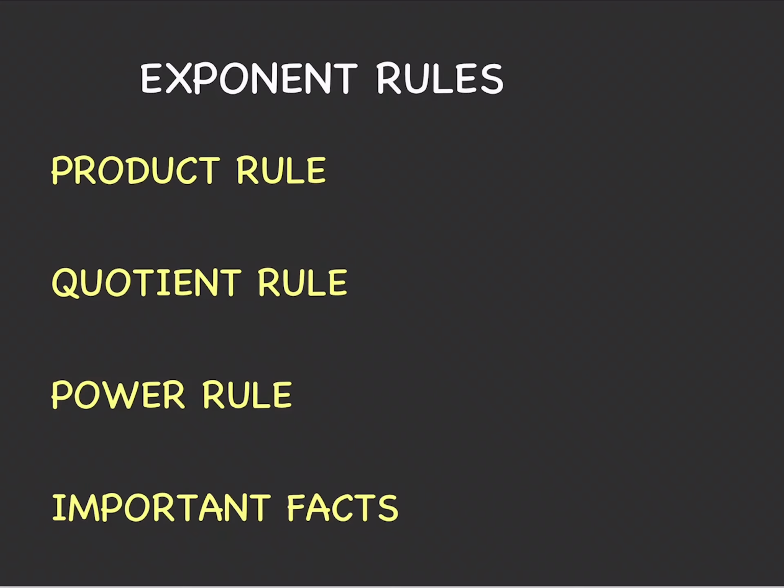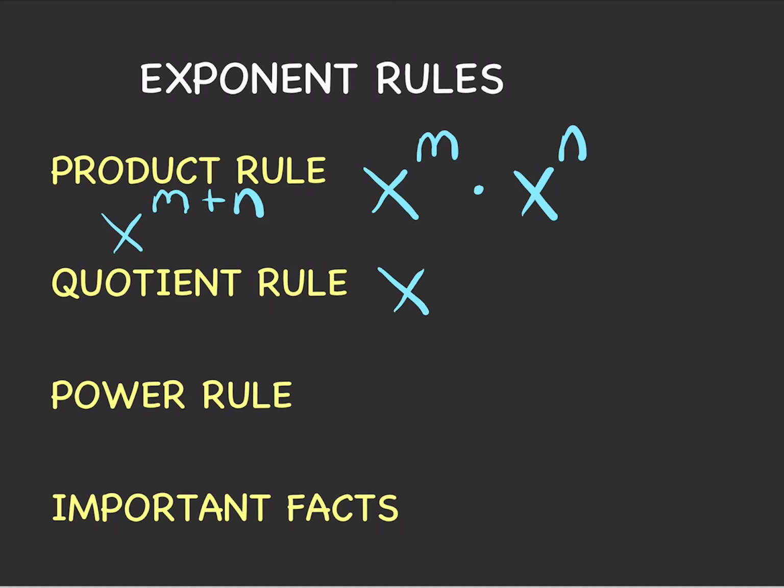In this video, we'll be going over the 3 different exponent rules in algebra, and then I will add in some important facts. So the product rule we're going to list as x to the m times x to the n. That means that when we multiply these, we would actually add the exponents, m plus n. We're going to write the x once and add the exponents.